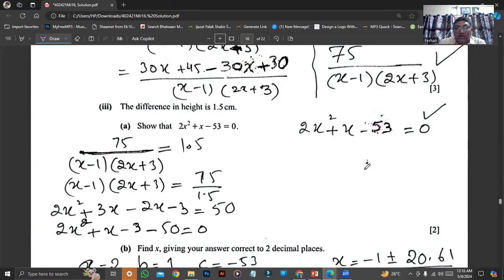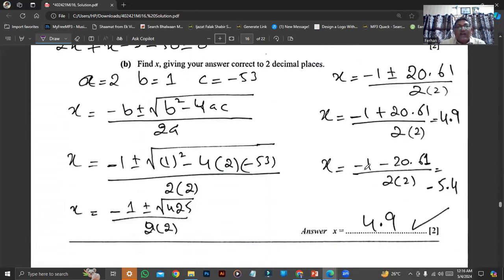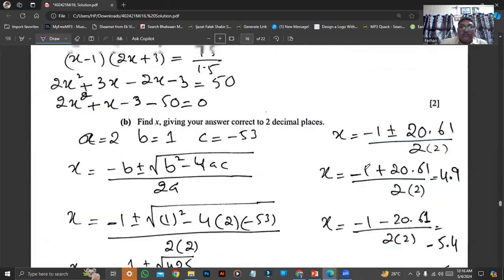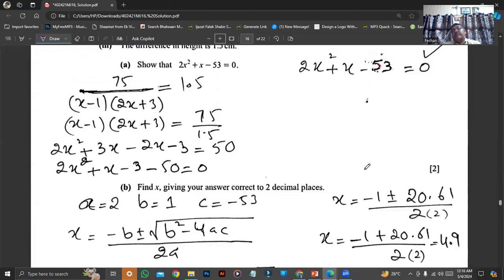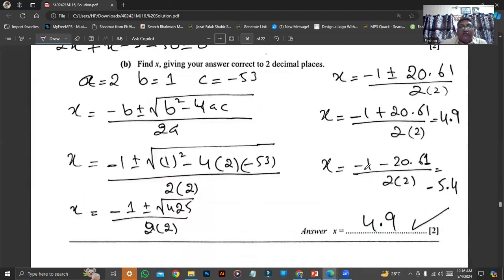This is correct. Okay, then he says find the value of x, give your answer correct to two decimal places. So now you know this quadratic equation. The a value is 2, the b value is 1, and the c value is minus 53. So we will apply the quadratic formula on it. So a is 2, b is 1, c is minus 53. So x will be equal to minus b plus minus the square root of b squared minus 4ac, the whole thing divided by 2a. This is the quadratic formula. So you will have x equals minus 1 plus minus the square root of 1 squared minus 4 into 2 into minus 53, and the whole thing divided by 2 into 2.